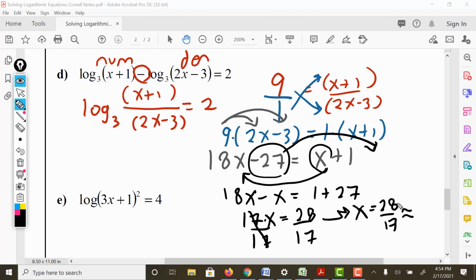We put it in the calculator, we can get an approximation. Let's see, 1.65, something like that. Again, it's going to be a little bit more difficult to check because the bases are not the same. Okay.